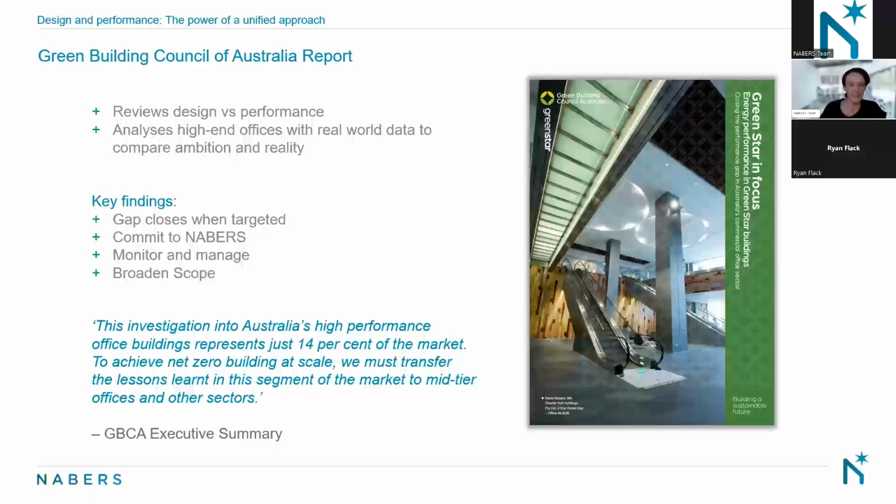The best finding from this is obviously that the gap closes when targeted. And of course, they've come up with some recommendations to address the gap more broadly. But to me, the biggest takeout, and this is obviously a quote here, is that we're looking at 14% of the market here, and we've got great results in this sector. So to make sure that we're achieving the same results at scale, we really need to transfer these lessons beyond this segment of the market. So that means to mid-tier offices, but also to other sectors as well.